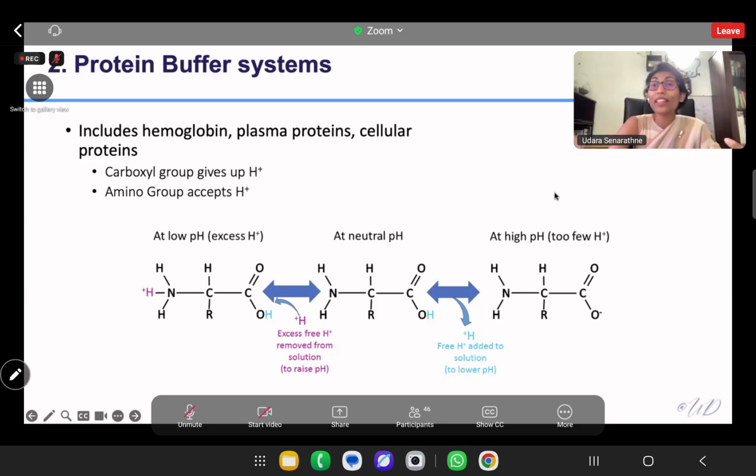Now, this will also affect other ions. Can anybody remember any ions that are being affected when the acid-base status changes in the blood and it affects the proteins? Anybody? No? Calcium, do you remember calcium? What happens to calcium when you have alkalosis or acidosis?